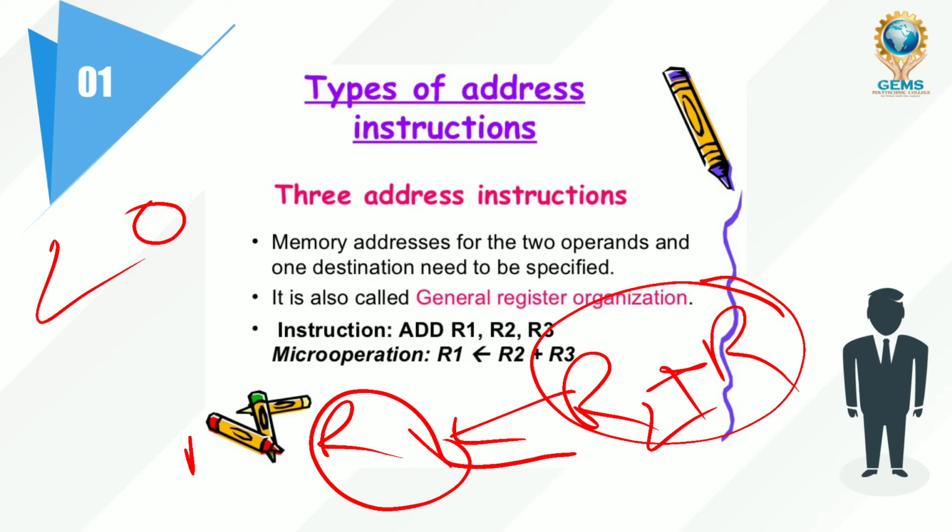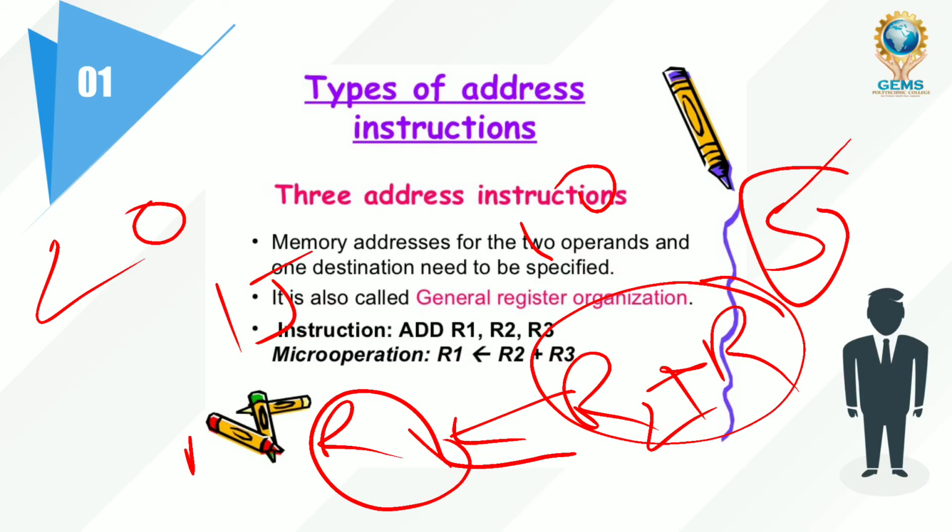This is a 3 address instruction. How many addresses are there? First 5, just imagine 5 is here, 10 is here, and 15 is going to be stored here. So first we have to identify the address of the 5, then the address of the 10, then add both of them, and send that result to the address R3.